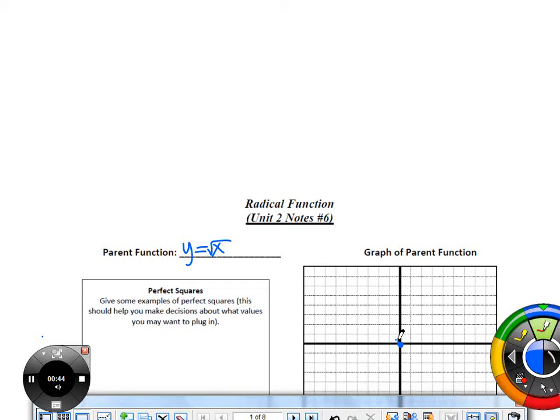For example, choosing 1 is a good choice, okay? So the square root of 1 would be 1. So I plug in 1 and I get 1. So I have the point 1, 1.